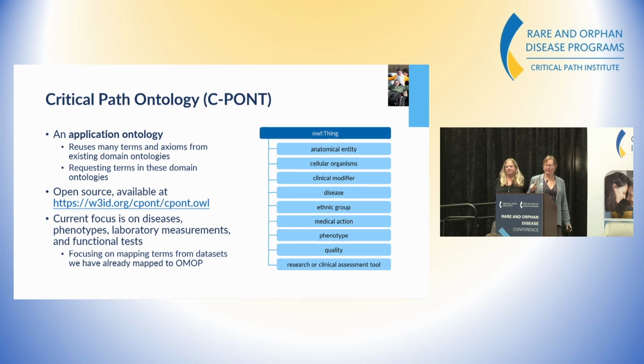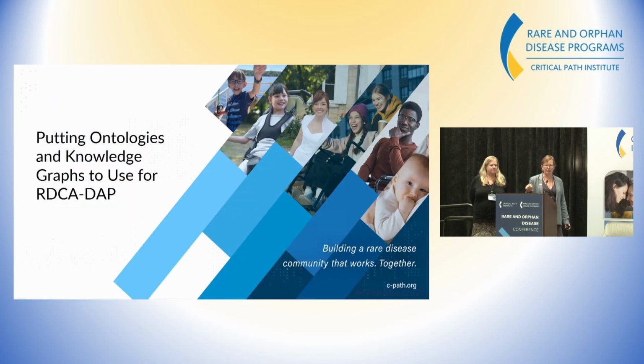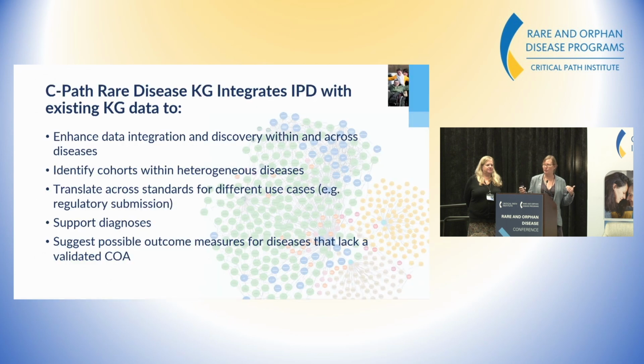What this knowledge graph does that is different than many of the existing ones that are out there already is that it integrates the individual patient level data that we have access to through CPATH, through our consortia and RDCA-DAP. That's a really unique aspect of it. We're integrating that data with the existing data from other knowledge graphs like the Monarch knowledge graph that provide a real wealth of information about phenotypes, genes, diseases, a number of known facts and associations, but all at the population or genotype level.